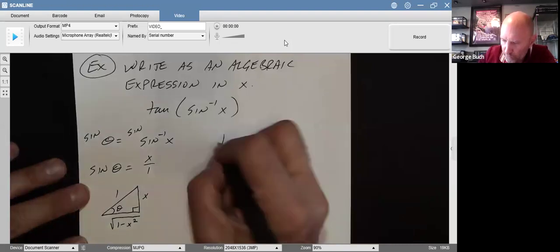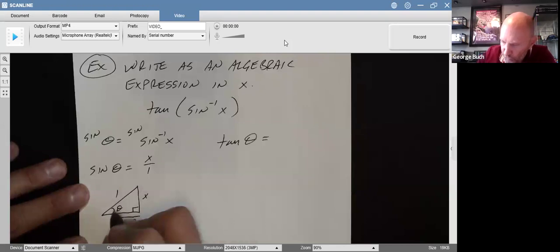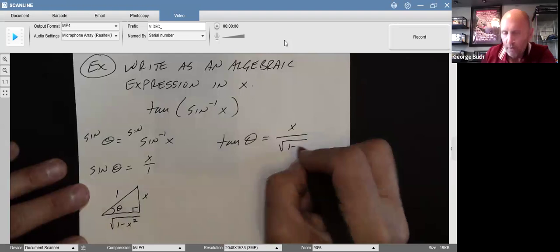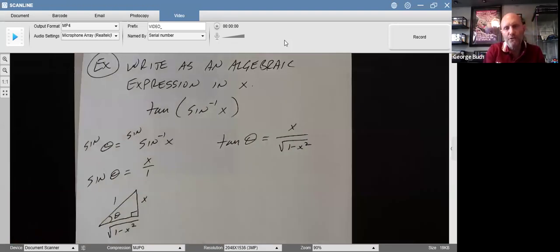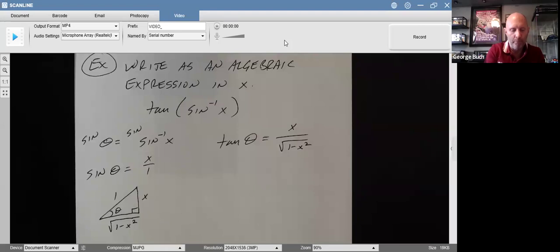Rewrite the original. I'm just trying to find tangent of theta, which is opposite over adjacent. So x over the square root of 1 minus x squared. Do not rationalize these. When you have these as algebraic expression problems, unless it specifically says to, do not try to rationalize it.